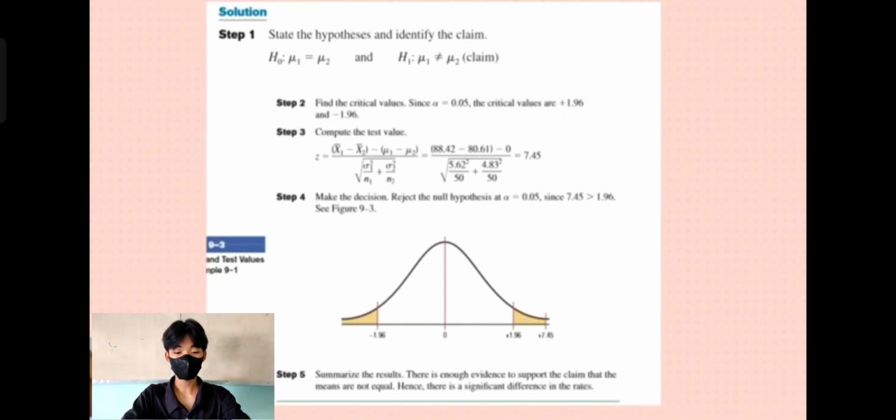Step 4. Make the decision. Since 7.45 is greater than 1.96, you must reject the null hypothesis at 0.05 alpha. Step 5. Summarize the results. There is enough evidence to support the claim that the means are not equal. Hence, there is a significant difference in the rates.